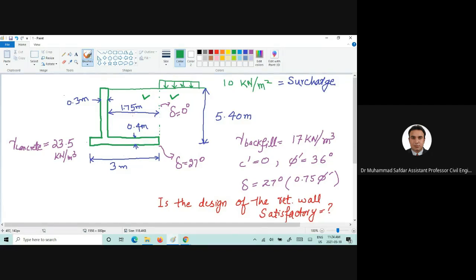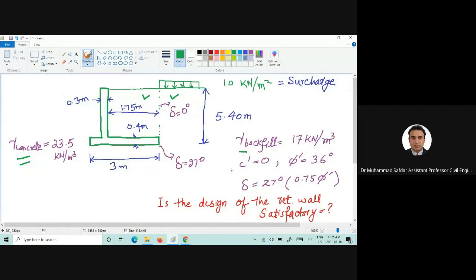Okay, what else? The width of this backfill material here is 1.75 meter. Delta is 27 degrees between the wall and the soil beneath the base of the retaining wall. Now the unit weight of this material, the concrete, is 23.5 kilonewton per cubic meter. What else we know? We know that the unit weight of the backfill is 17 kilonewton per cubic meter.